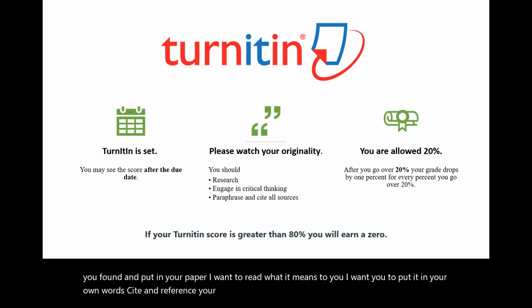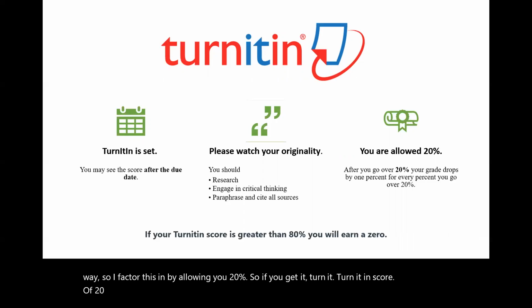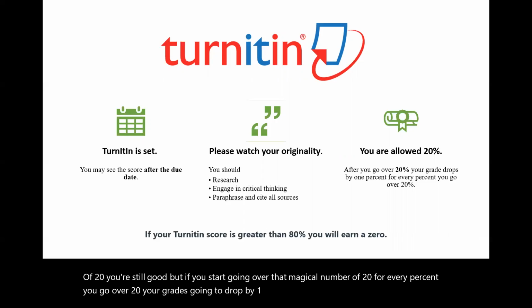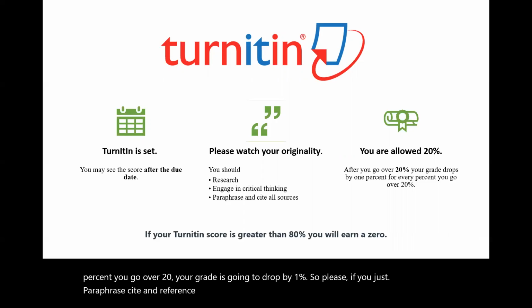Now, Turnitin can have a few hiccups along the way. So I factor this in by allowing you 20%. So if you get a Turnitin score of 20%, you're still good. But if you start going over that magical number of 20%, for every percent you go over 20, your grade's going to drop by 1%. So please, if you just paraphrase, cite, and reference your sources, you'll be doing fine.